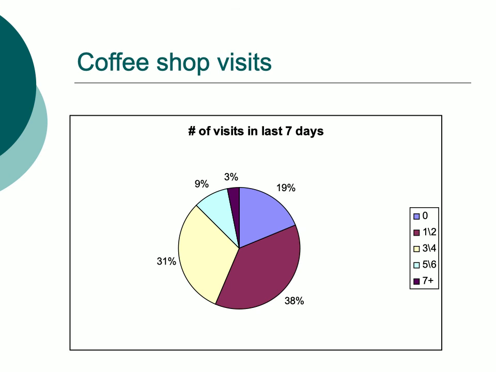But a more typical study was one looking at coffee shops, and so they had a sample of, I believe, all K College students, and simply asked them how many times they visited coffee shops in the last 7 days. And you can see from the pie chart, 19% had not been to a coffee shop, 38% had been once or twice, 31% 3 or 4 times, 9% 5 or 6, and 3% had been at least 7 times in the last week.